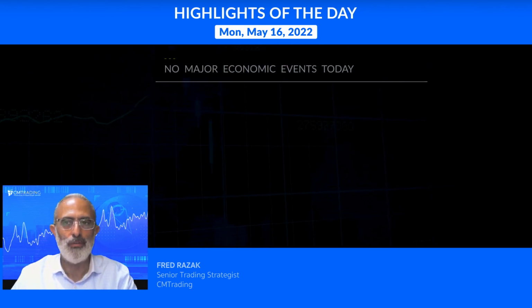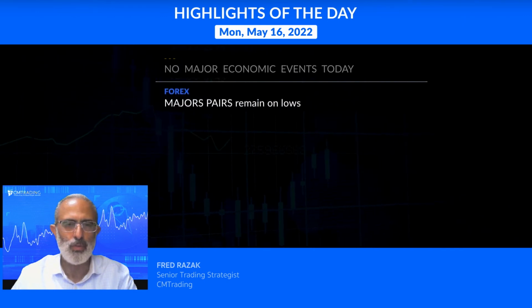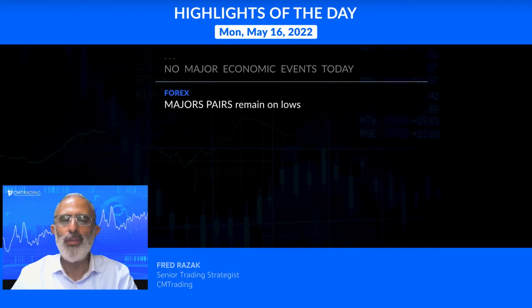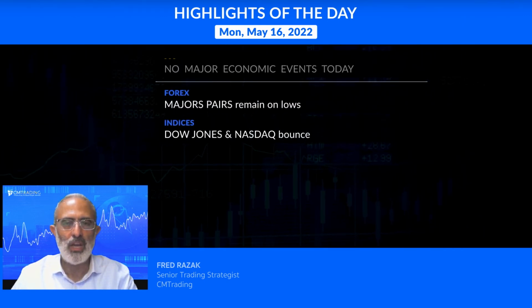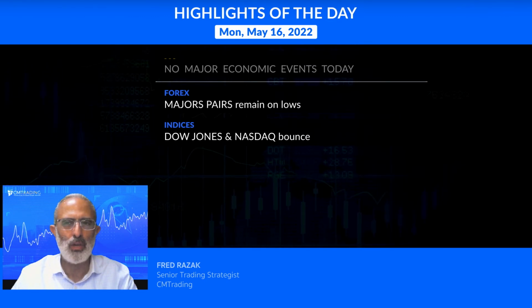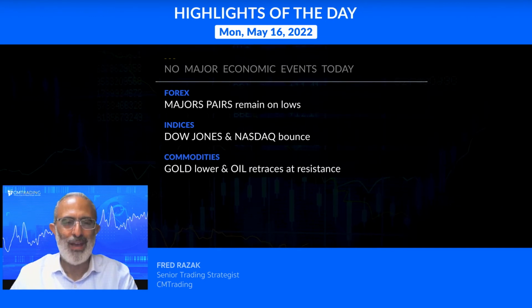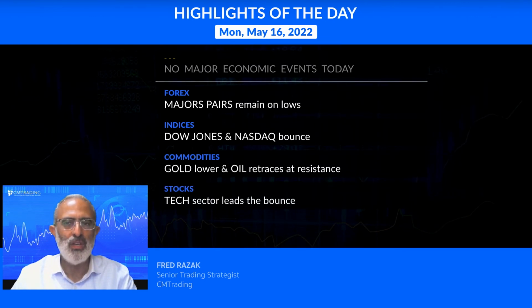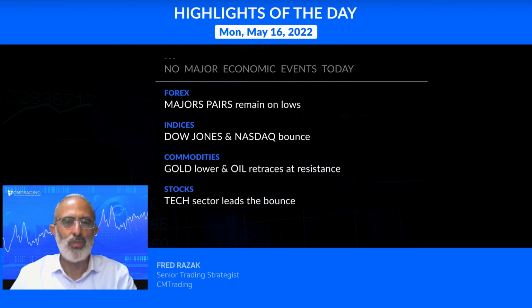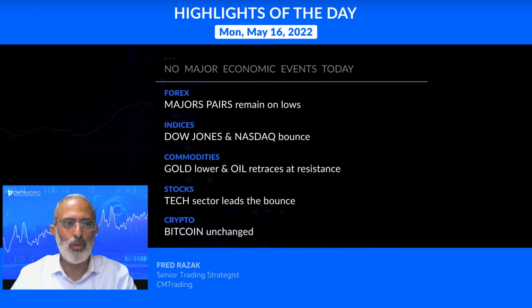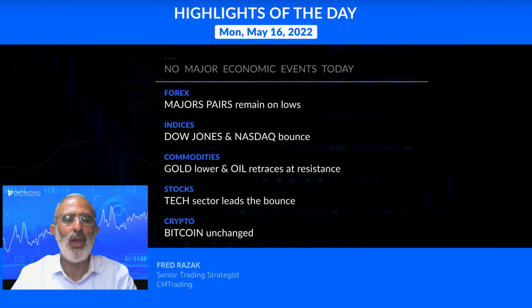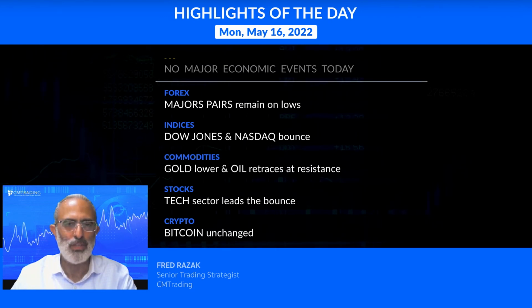But as we look at the various markets, starting out with the Forex symbols, the major pairs remain on their lows. While looking at the indices, the Dow Jones and the NASDAQ both bounce. Looking at commodities, gold trading lower. Oil retracing at resistance. Looking at the tech stocks, it's really what bounced the market last Friday. Now, lastly, looking at cryptocurrencies, Bitcoin pretty much unchanged as we look at today's trading. So let's look at the markets and see what we can expect from this week's trading.